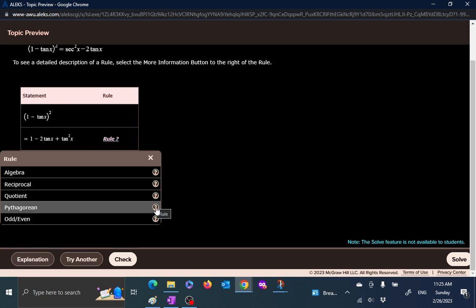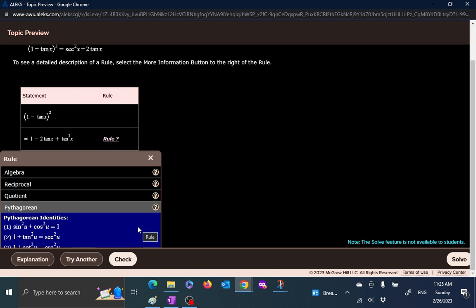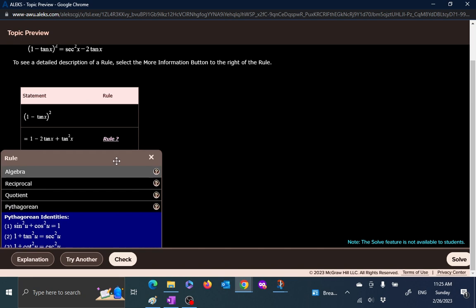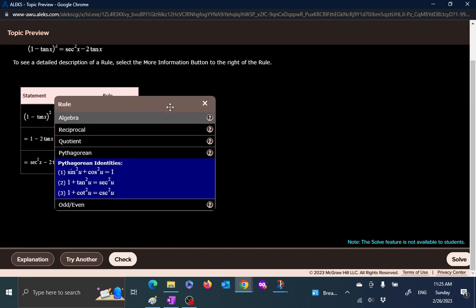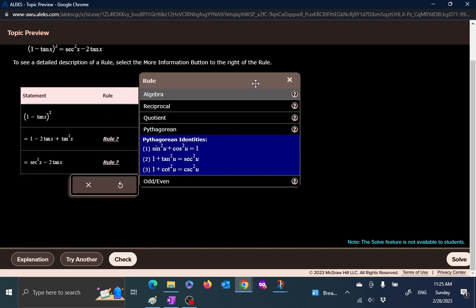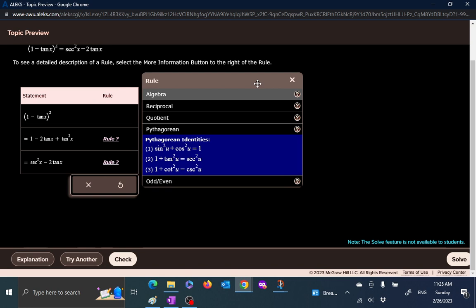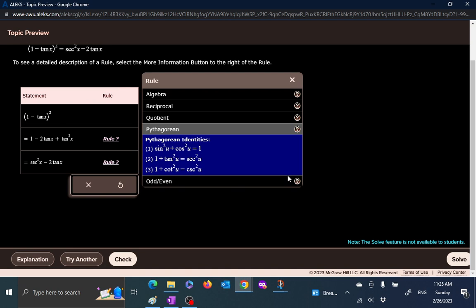Then we had Pythagorean identities. Pythagorean identities are rules that we have for handling a right triangle. These are essentially saying that a squared plus b squared is equal to c squared. We went through the derivation last time.